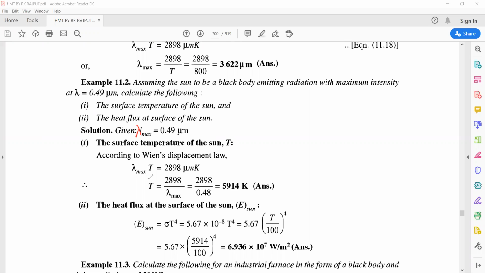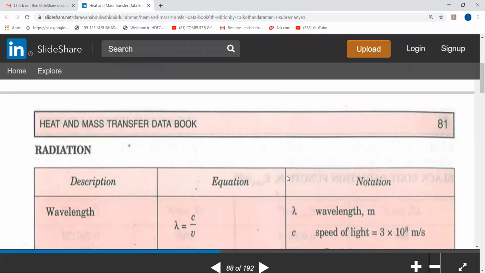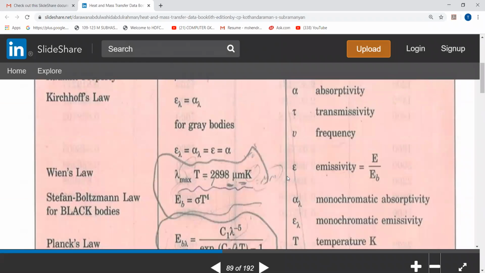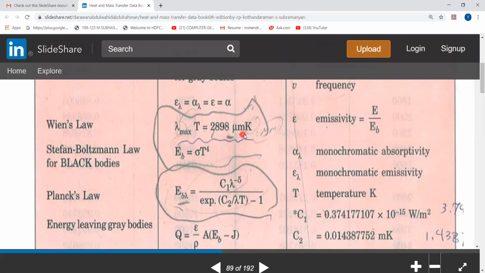So here also, if we are given the value of maximum wavelength, use Wien's displacement law, because Wien's displacement law is just the relationship between maximum wavelength and the temperature, which is equal to 2898 micrometer kelvins. Okay, you can see this equation in the data handbook as well, page number 81. This is Wien's displacement law, for which we have lambda max into T equals 2898 micrometer kelvins. Okay, use this formula.